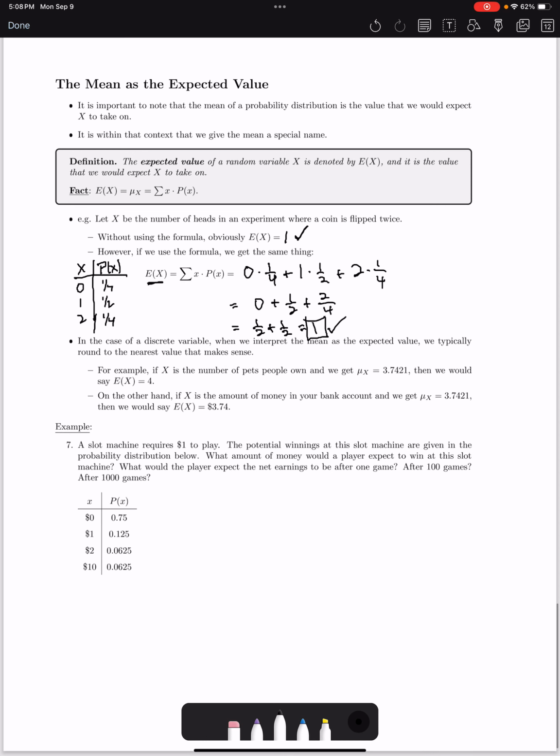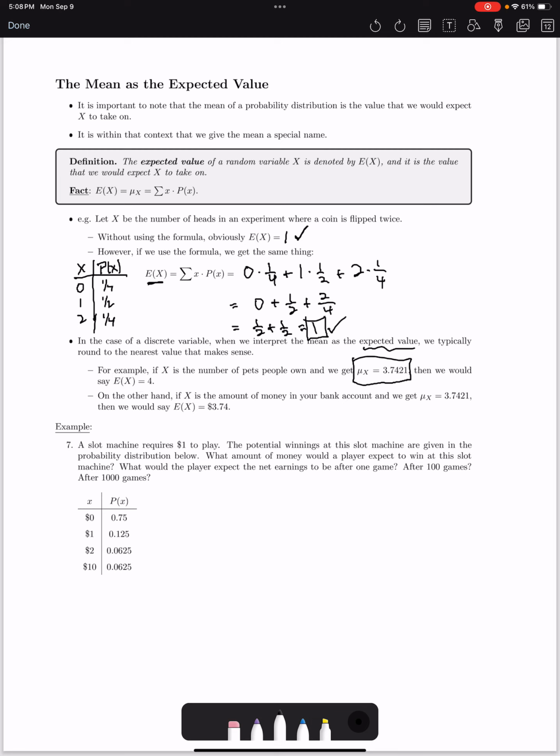But another thing to say about this is that when we interpret the mean as the expected value, we will typically round to the nearest value that makes sense. For example, if x is the number of pets people own, and we have some probability distribution and we compute the mean, we might get something like mu equals 3.7421. But if you go to a random person's house, you wouldn't say, I expect to find 3.7 pets there. That doesn't make sense, because you can't have 0.7 pets. What you would do is just round to the nearest whole number and say, I expect to find 4 pets there.